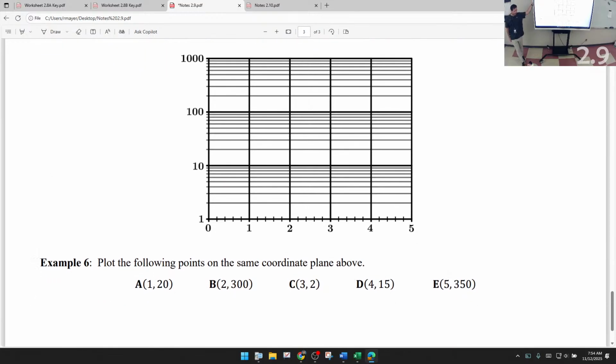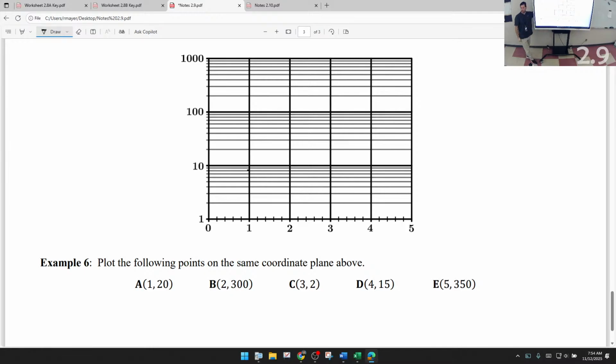Plot the following points on the same coordinate grid. 1, 20. 1, 2, 3, 4, 5, 6, 7, 8, 9, 10. 10, 20, 30, 40, 50, 60, 70, 80, 90, 100. 200, 300, 400, 500, 600, 700, 800, 900, 1,000.